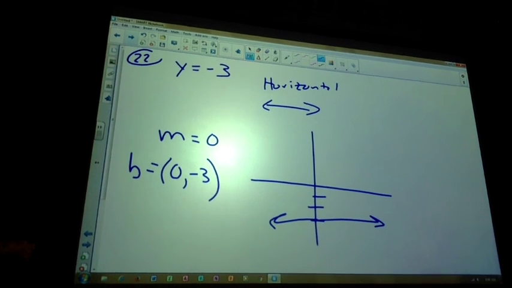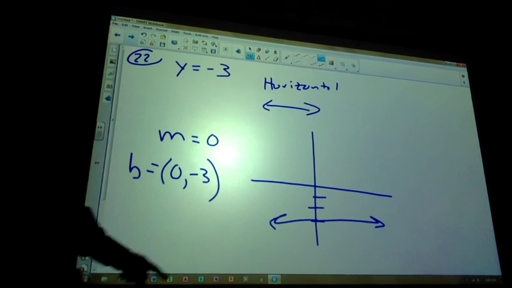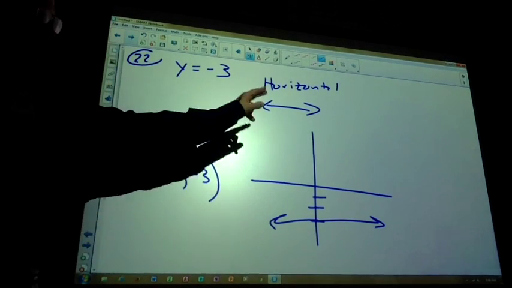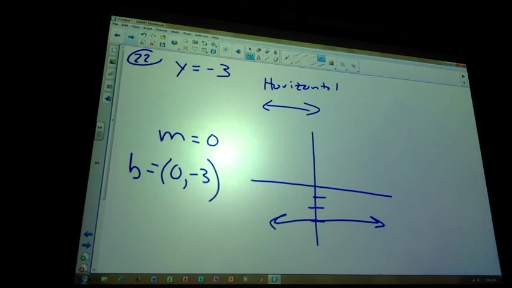Okay? That's not what we're looking for. B is not the y-axis or the x-axis. At zero slope, it's not going up or down, but it does cross. There's not a solution. I didn't say there was a solution. I just said that it crosses the y-axis. Okay?